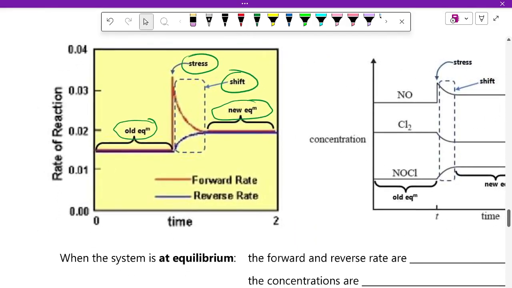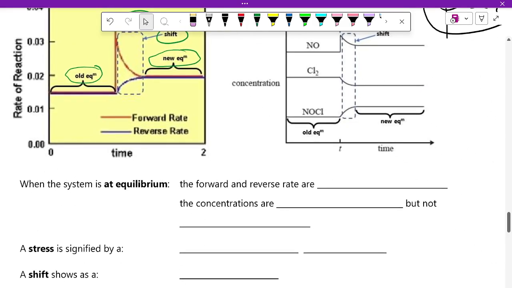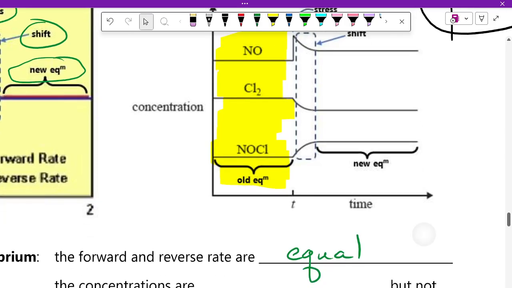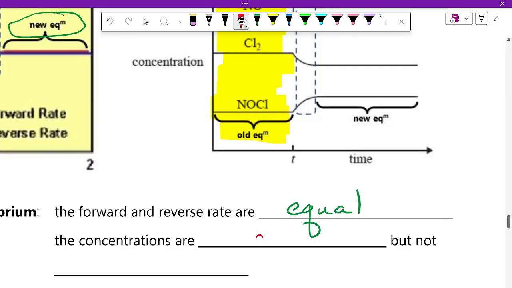So these are our rate diagrams. When the system is at equilibrium, the forward and reverse rate are equal. When we are at equilibrium, what can we say about the concentrations? For example, at the old equilibrium? They are constant, okay? But they are not equal.